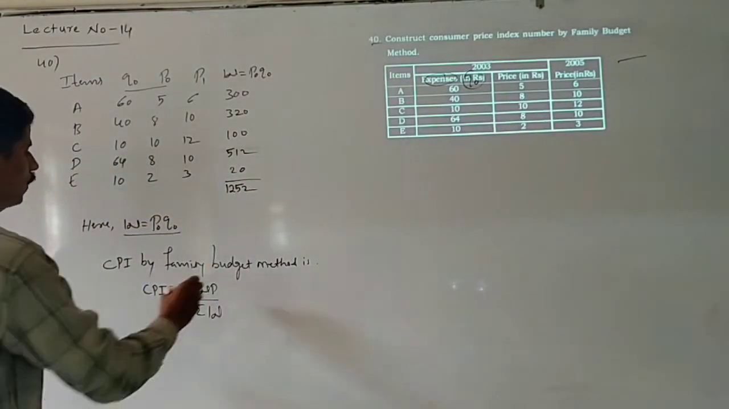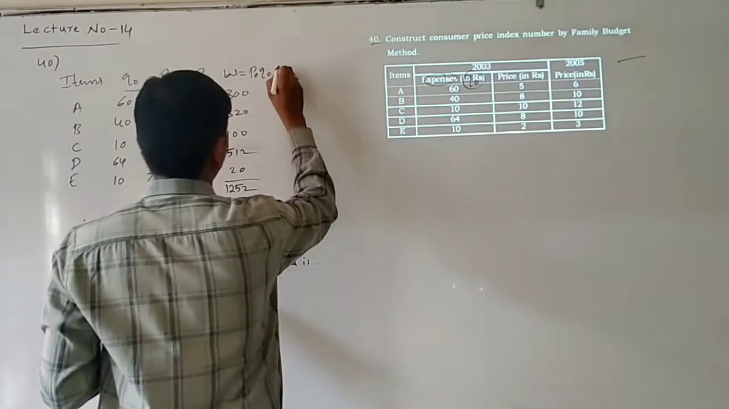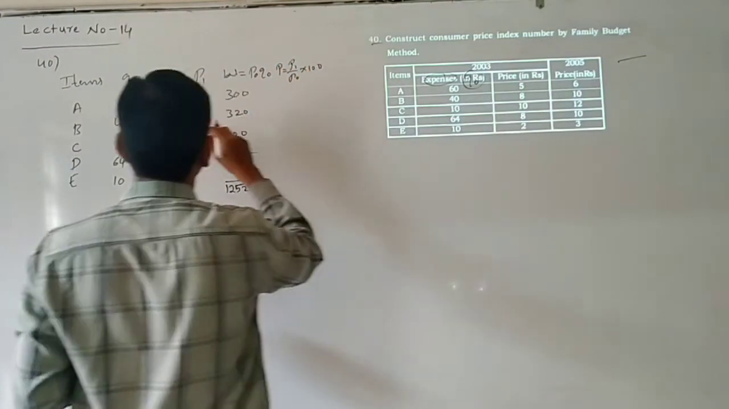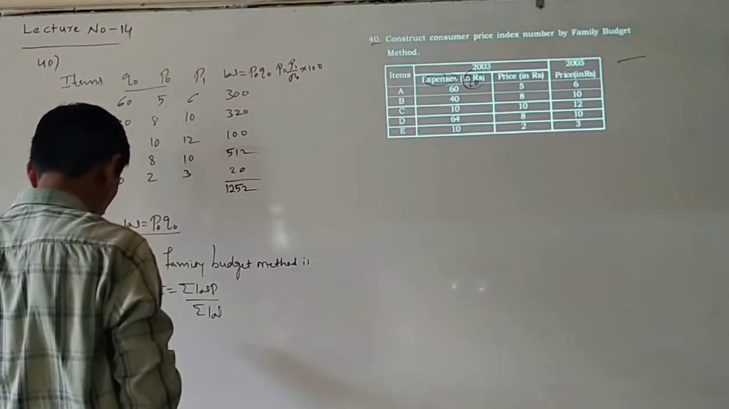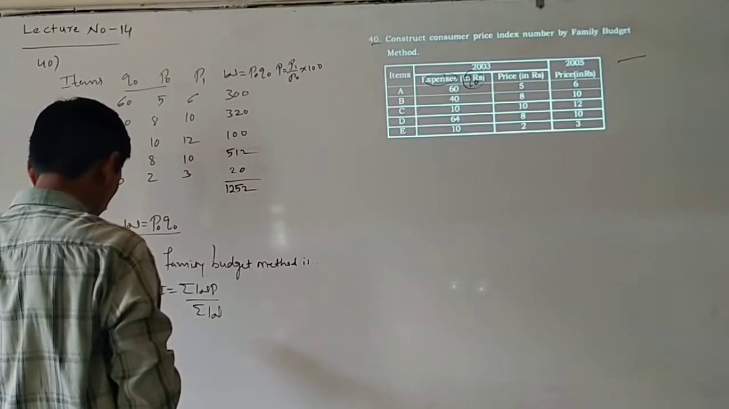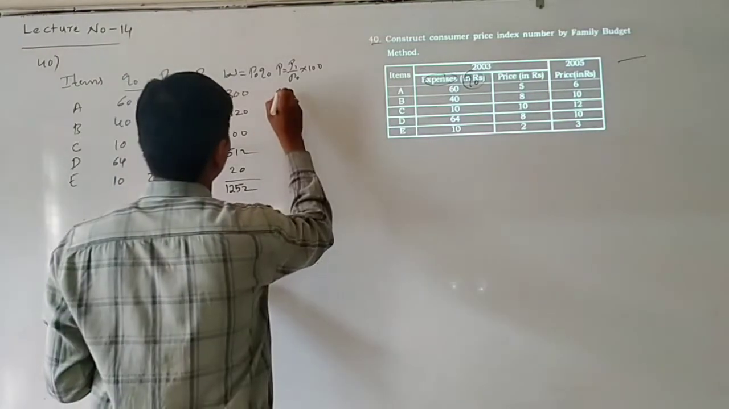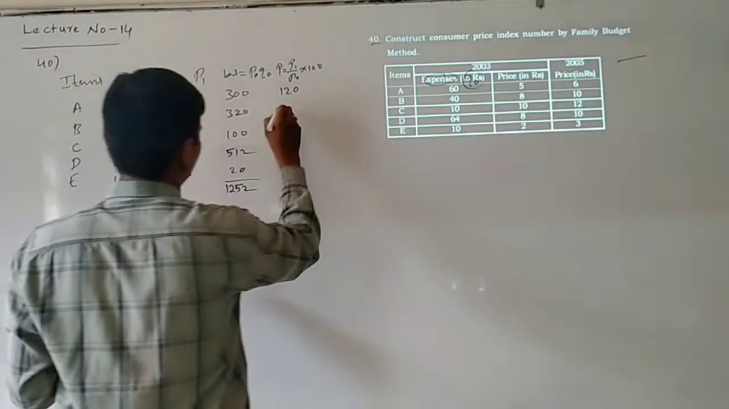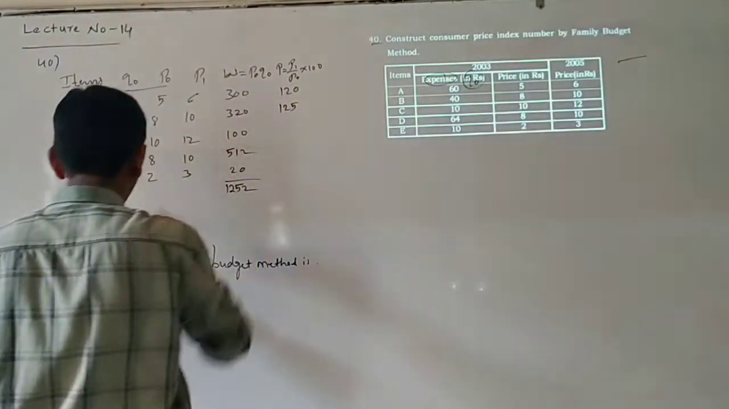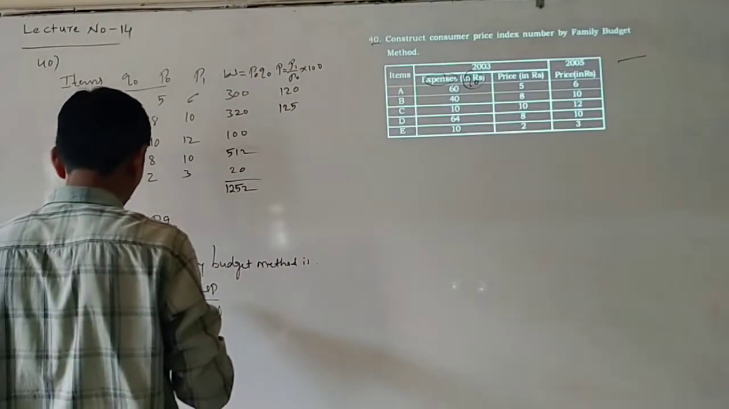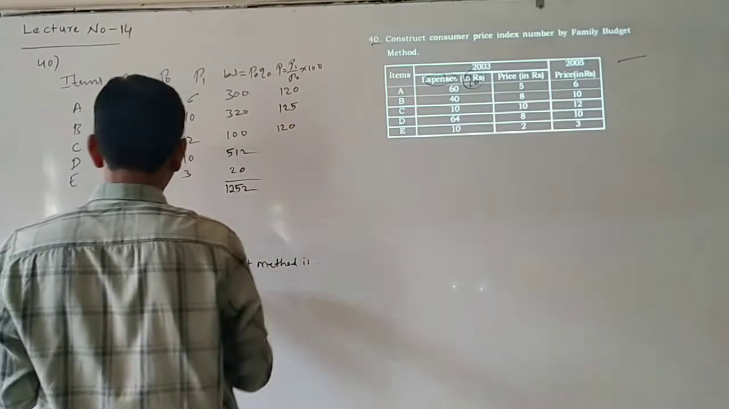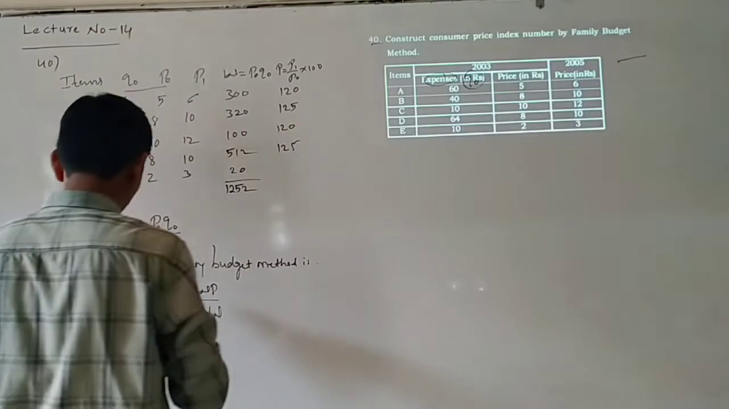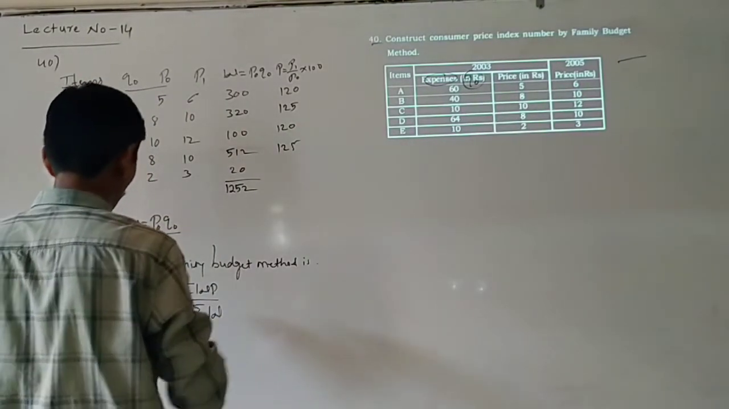Okay, next we want the P value. P equals P1 by P naught into 100. That is 6 by 5 into 100 is 120. 10 by 8 into 100 is 125. 12 by 10 into 100 is 120. 10 by 8, 125. 3 by 2, 150.